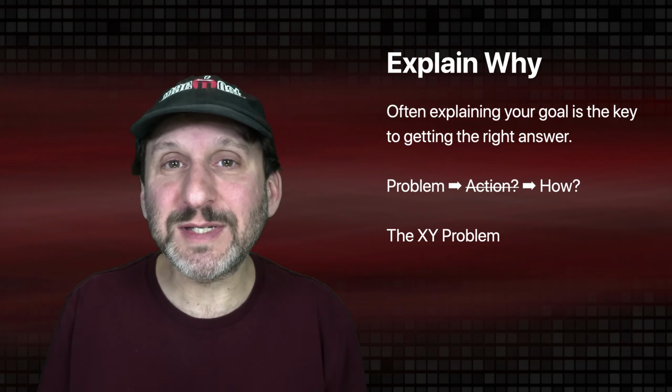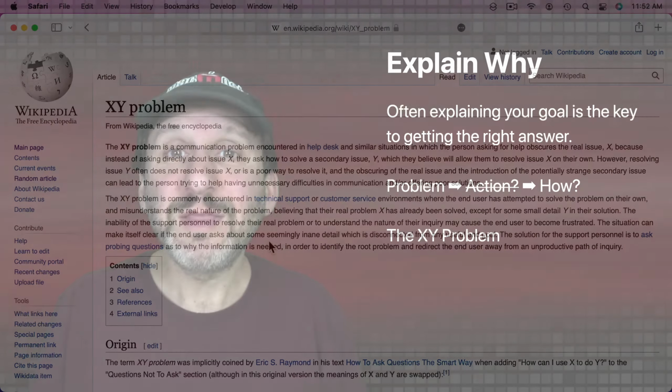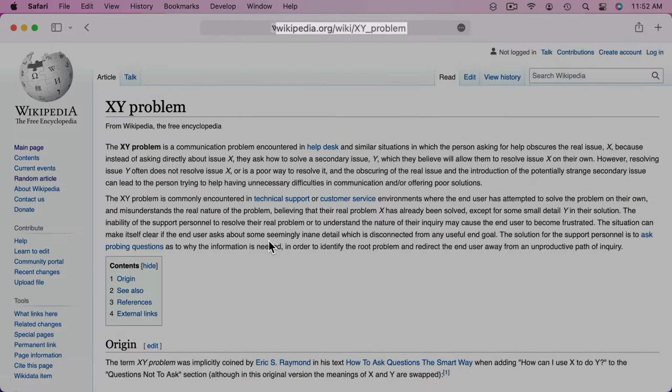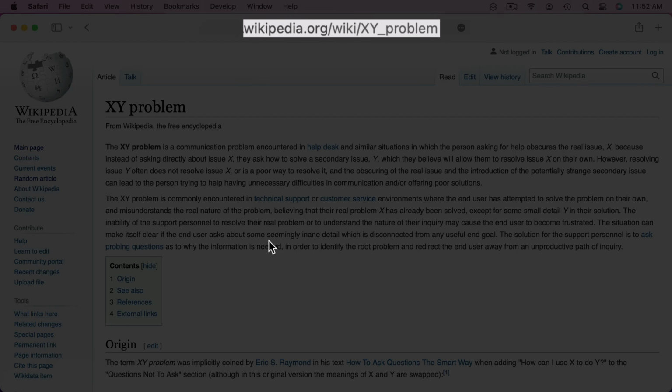Now one of the most useful things that people usually do not include is the why. Explaining why you're trying to do something. Often people see a problem and then they perceive that they need to take a certain action to fix the problem. So instead of even talking about the problem, they just ask, how can I do this action? How can I accomplish this? Which leads to an answer, but it's not the right answer. The right answer depended upon the original problem. This is called the XY problem. And if you want, you could read more about it right here.